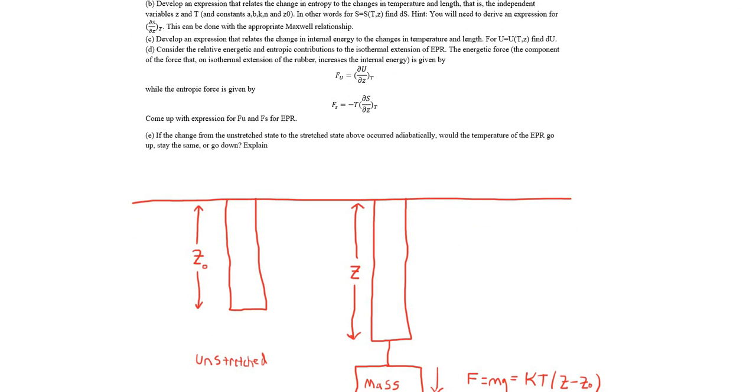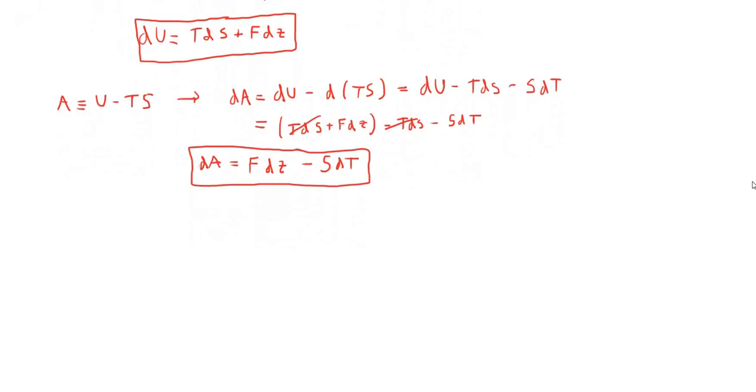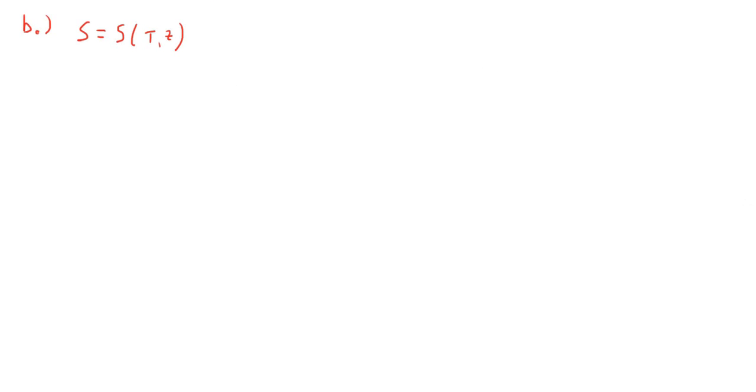So part B says, develop an expression that relates the change in entropy to the changes in temperature and length. So what we need to do is start with S as a function of T and Z and find dS, so that we can get the expression in the form of those differentials and also the constants A, B, K, N, and Z0. So I'm going to start from this expression right here, that S is a function of T and Z. From here I'm going to take the total differential. So now we have this total differential.